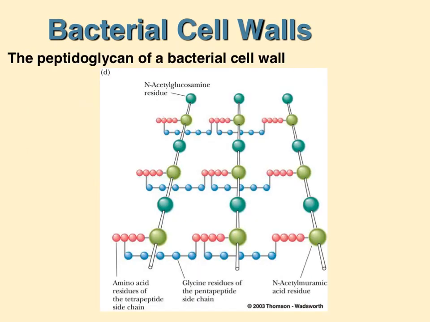So this is what it looks like, this little cartoony way. Here we have our NAM-NAGs. Then hanging off of one of the sugars, you've actually got 4 amino acids. Hanging off that lysine, you've got 5 glycines that can then form a new peptide bond to another group of 4 that's hanging off of another whole line, and so it just adds increased strength. And that's why it's called the peptidoglycan cell wall, because that literally means peptides with sugars.